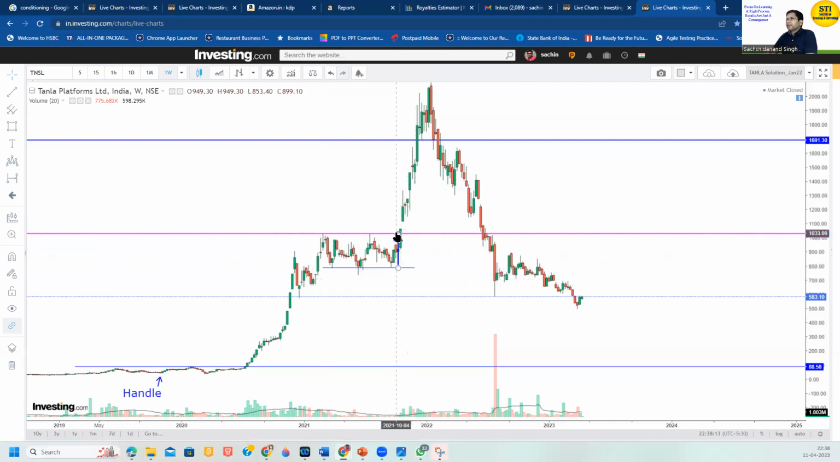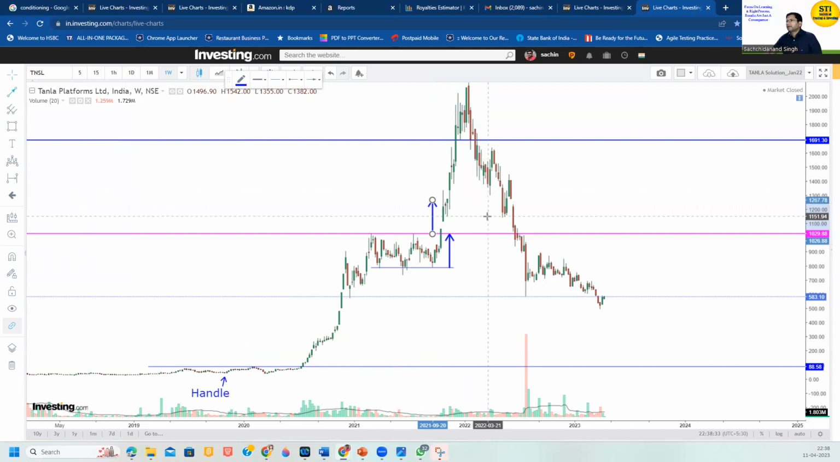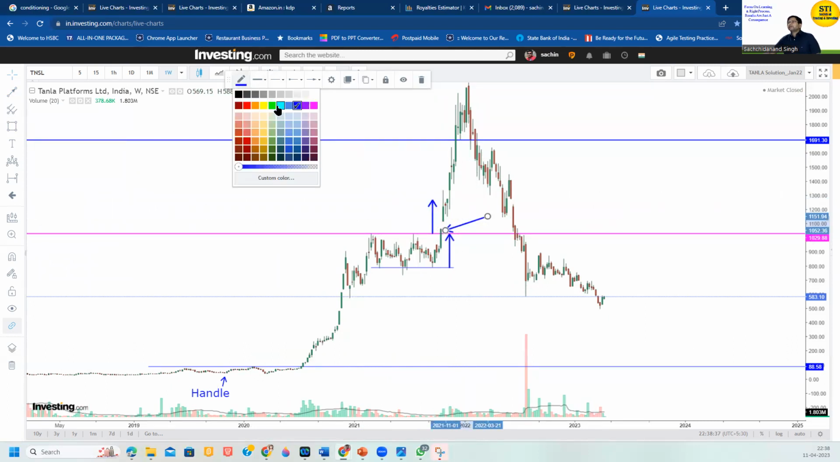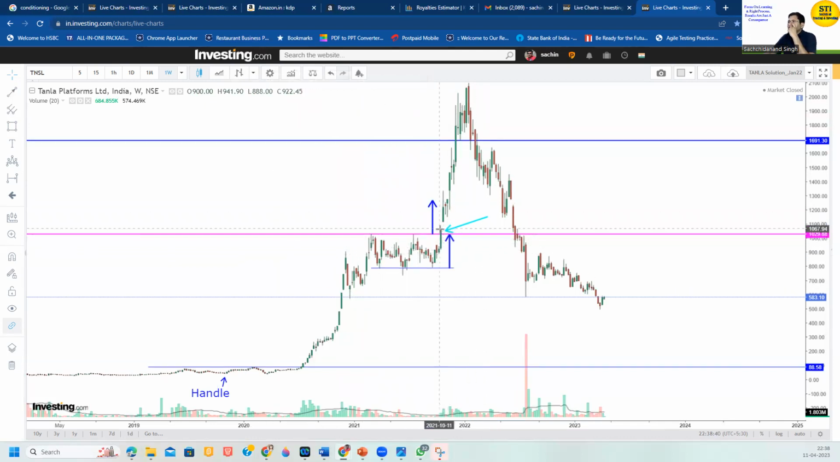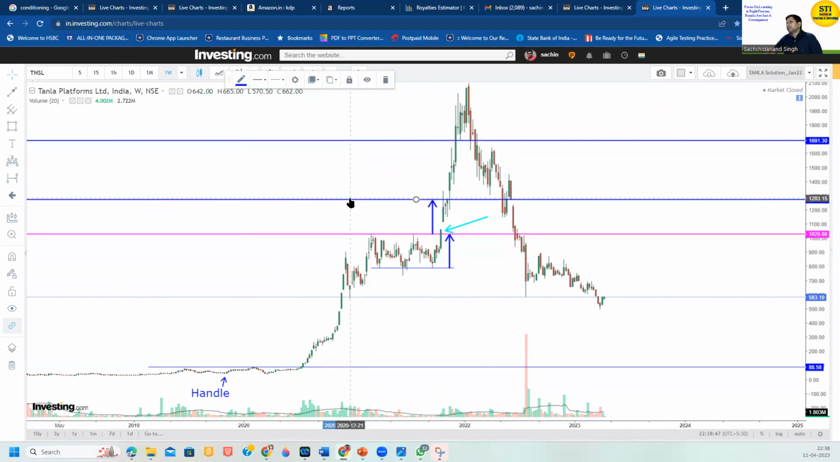That could be anything. From the bottom support line of the flag till the upper part of the flag, that is going to be the height of the flag, and it is going to give you the first target. That means if somebody is taking the entry here at this green candle, then they can plan to exit at this price point. That is the first target.